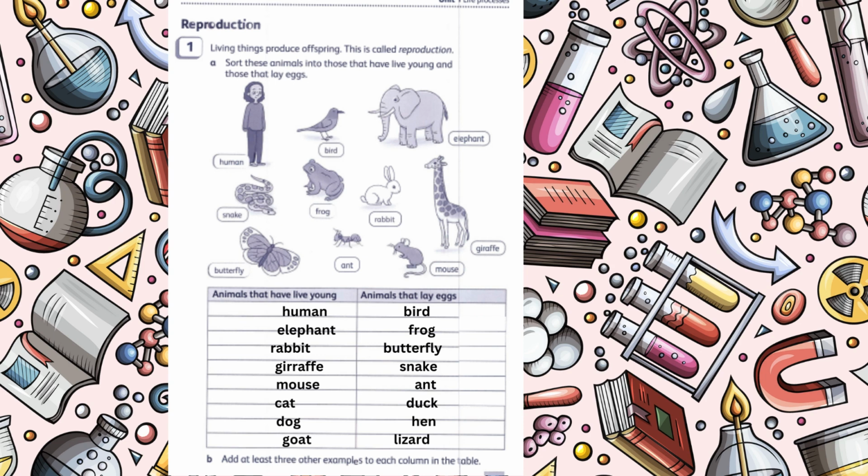So you have to classify animals that have live young: human, elephant, giraffe, rabbit, mouse. And the next column, animals that lay eggs: bird, frog, snake, butterfly, ant. And the next one is B, add at least three other examples to each column in the table. So you can add cat, dog, goat. In the next column, duck and lizard.